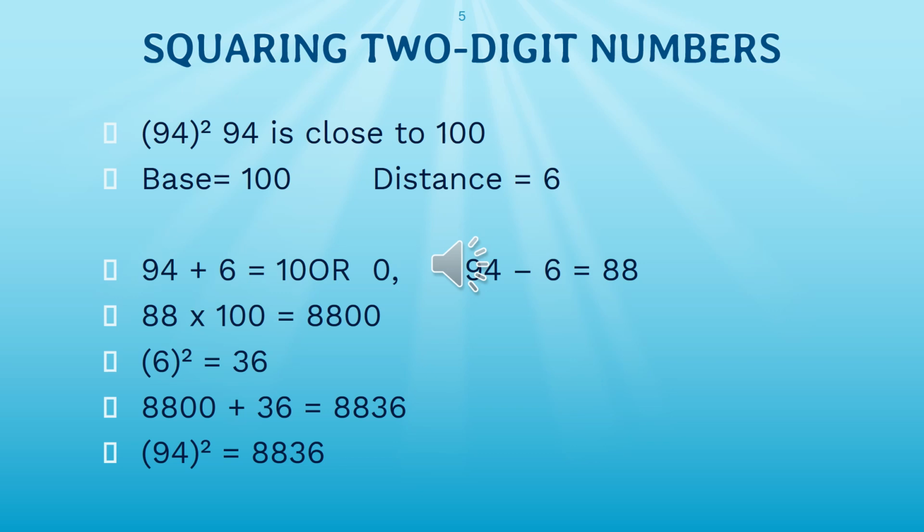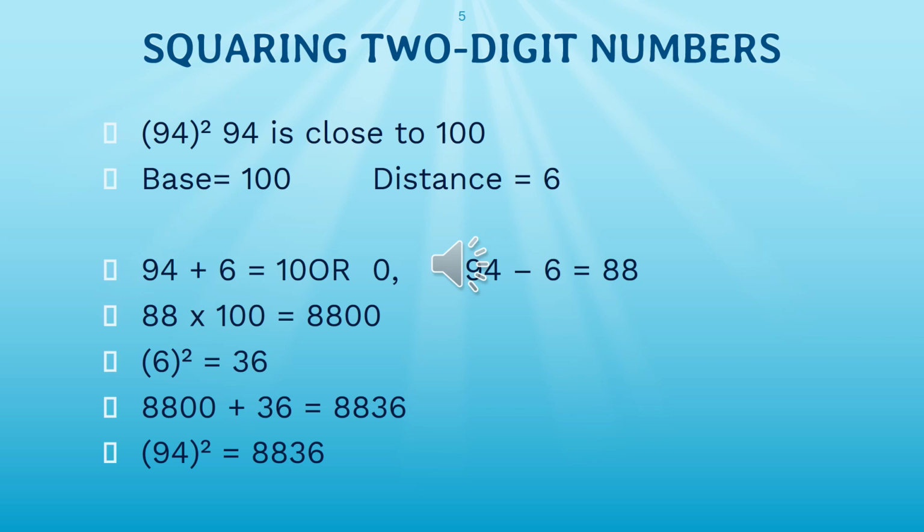That can be found by simply subtracting 6 from 94. 94 minus 6 is 88. Now we have a new pair of factors, 88 and 100, which is quite an easy pair to multiply. 88 times 100 is simply 8,800, which is just attaching two zeros to 88. So having 8,800, next step is to square the distance. The distance is 6, and 6 squared is 36. Adding 36 to 8,800 should give us 8,836.